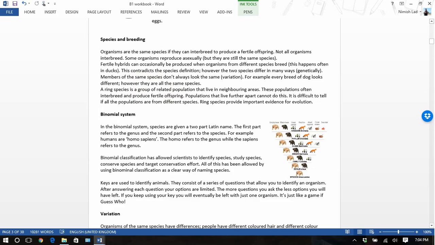Members of the same species don't always look the same. Variation. So all of us are human, but we don't always look the same, because of the fact we have variation amongst our species. For example, every breed of dog looks different, however they are all the same species.